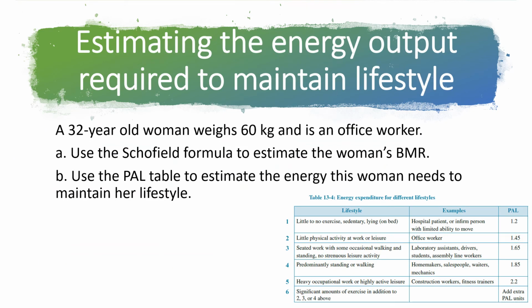So let's have a look at an example. A 32-year-old woman weighs 60 kilos and is an office worker. Use the Schofield formula to estimate the woman's BMR. Okay, so we need to do that first. Using the Schofield formula, the BMR will equal 34 times 60 because she weighs 60, plus 3,538, which equals 5,578 kilojoules.